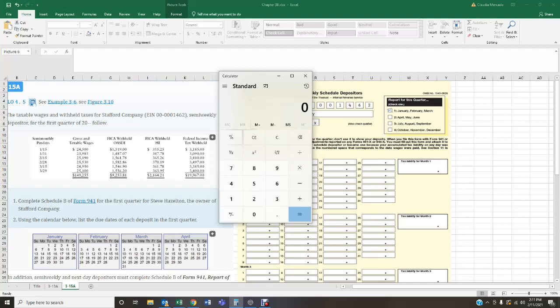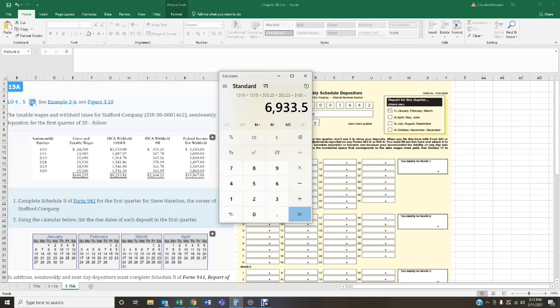For example, January 15, how much taxes do we owe for the January 15th payday? Well, I owe 1,519 OASDI for the employee, 1,519 for the employer, 355.25 HI for the employee, 355.25 HI for the employer, and then 3,185 federal income tax, and that gives me 6,933.50.